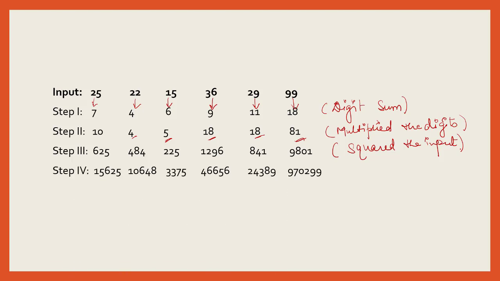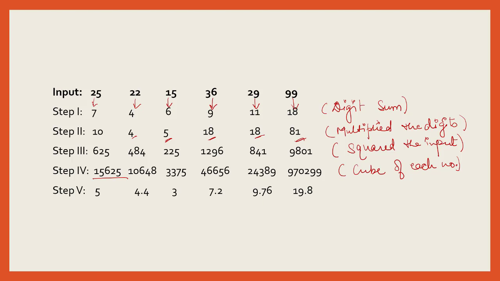Step 4. This is where we have done the cube of each number. Because 15625 is 25 cubed.